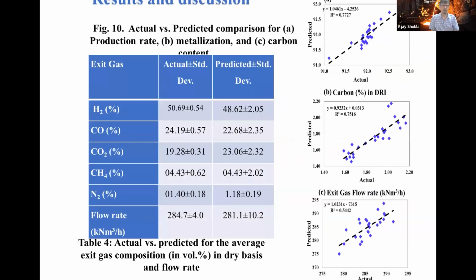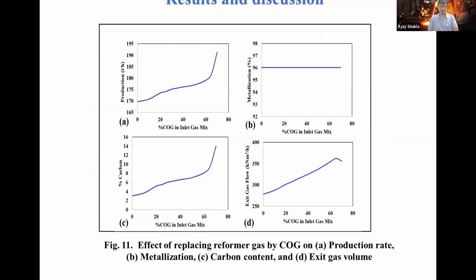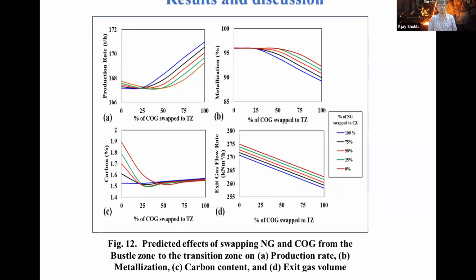So the results of my model are in very good agreement with the industry data as far as metallization is concerned, carbon content is concerned, exit gas flow rate and productivity are concerned. In fact, exit gas compositions are also in very good agreement with our model results. Similarly, the effect of reformer gas was also calculated. And similarly, the effect of natural gas and coke-oven gas replacement is also being considered. But we need to validate it with the industry result, which we have not done so far.